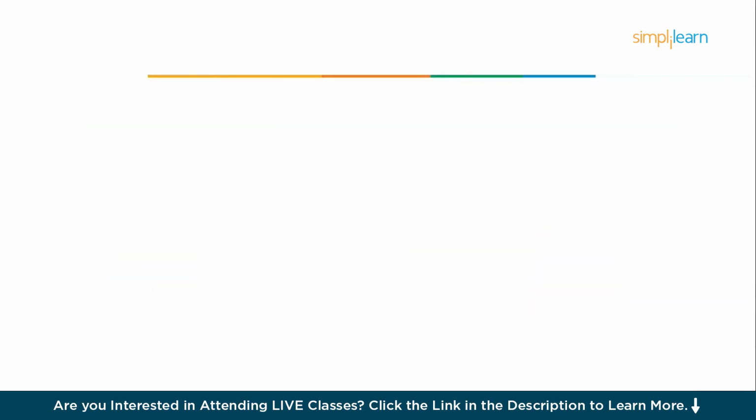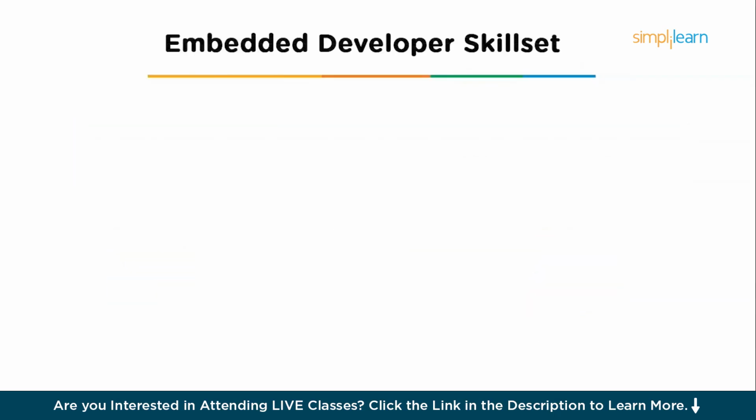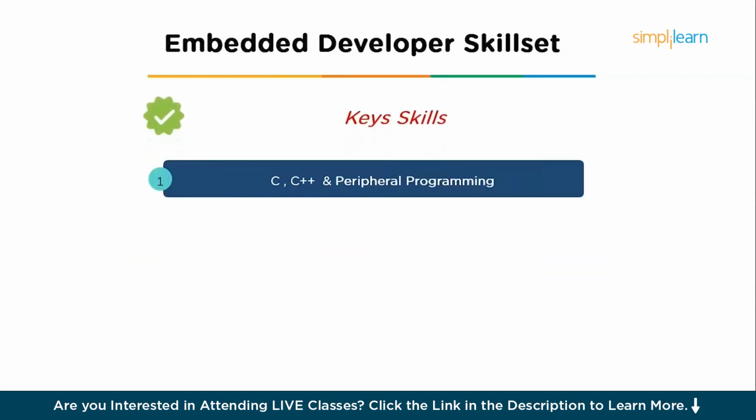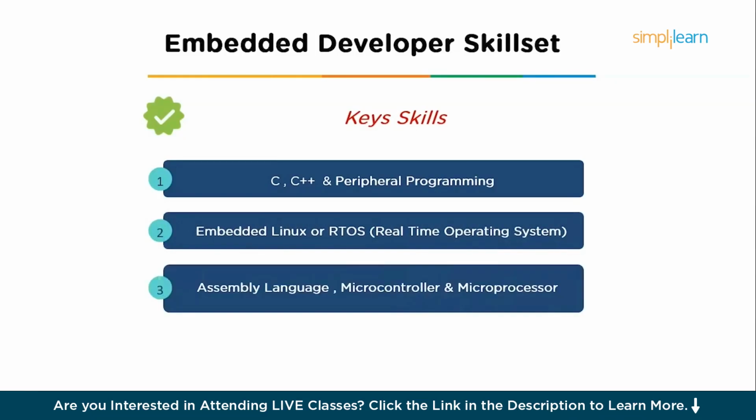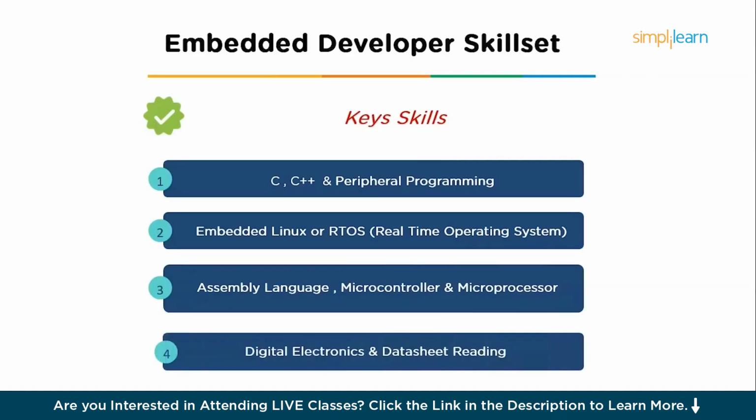Now let us try to understand the core skills required to become an embedded developer. First, you need to have a solid understanding of C, C++, and peripheral programming. Then you should be aware of embedded Linux or RTOS. Then assembly language, microcontrollers, and microprocessors. And finally, you should also have a very solid understanding of digital electronics and datasheet reading.